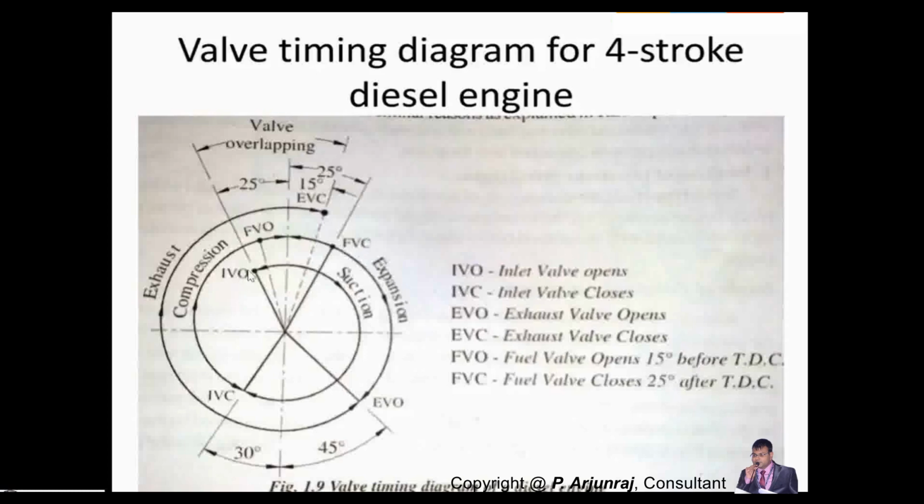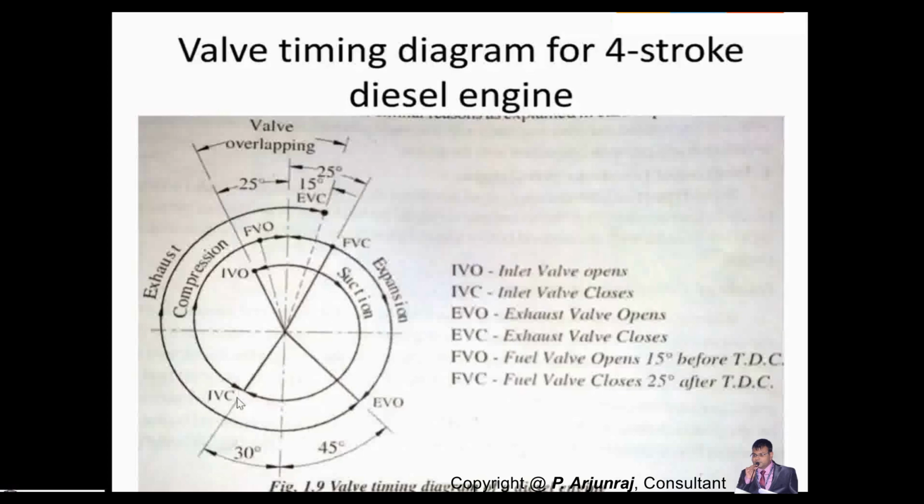The inlet valve opens 25 degrees before top dead center. When the inlet valve opens, what happens is basically the suction. This is suction, and the inlet valve closes 30 degrees after bottom dead center. Once the intake stroke is over, what happens is the compression stroke.